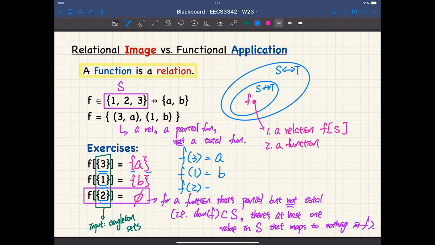F of 1. What about f of 2? In this case, undefined. Right? You can either say undefined here, and sometimes mathematicians like to use the bottom symbol over here. That's also undefined. Okay? It's called the bottom symbol. So whenever you try to do some relational image, it will always give you a set that's either singleton or empty set. But if you try to do functional application, it will always give you one element or undefined. It depends. All right, hopefully it's not too heavy just yet.